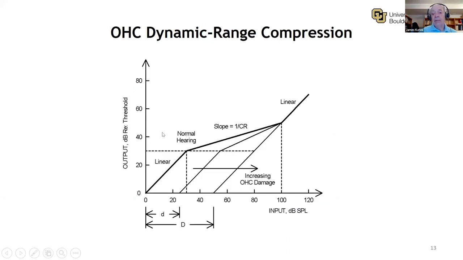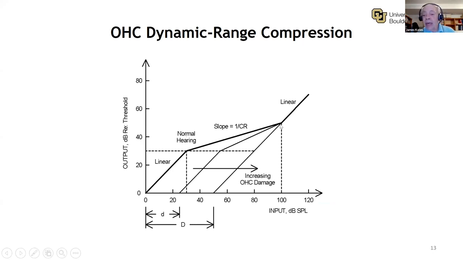We also have the fact that the outer hair cells mechanically modify the signal intensity. For low input levels, we have essentially a linear system, and similarly for high input levels, 90 to 100 dB SPL, I'm using 100 here, the system is linear. But in the middle, the outer hair cells provide dynamic range compression. So the healthy ear is controlling the dynamic range of the signal.